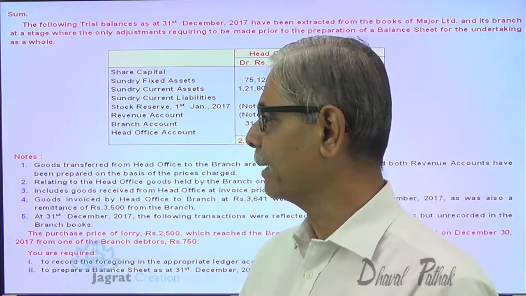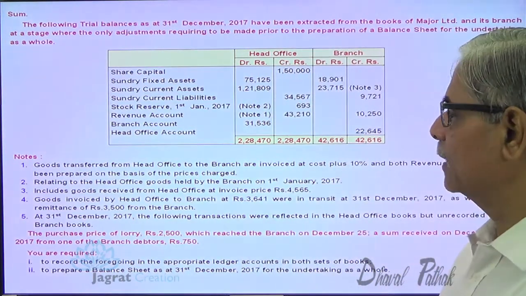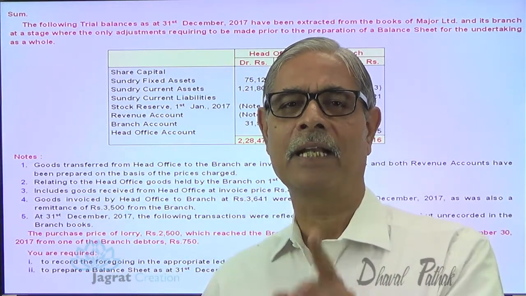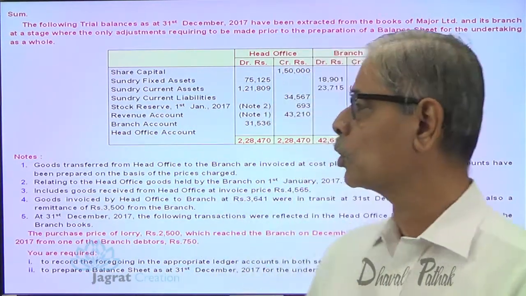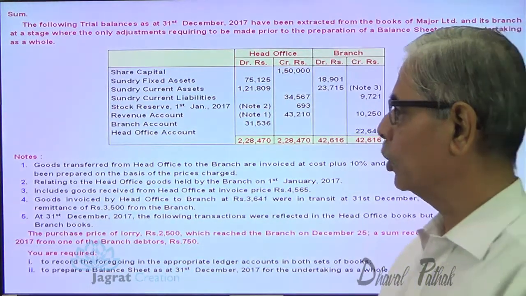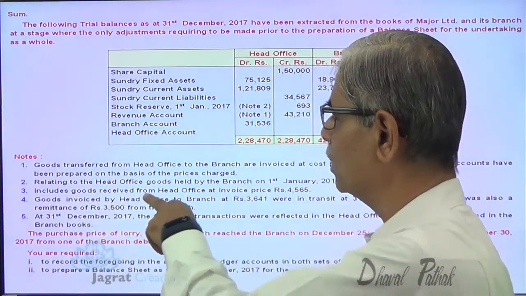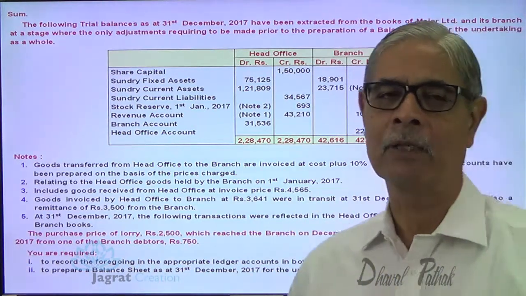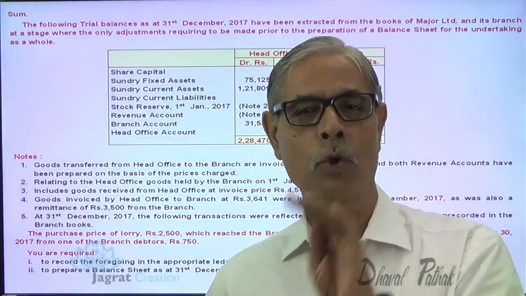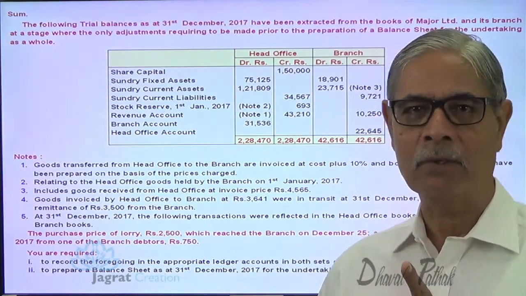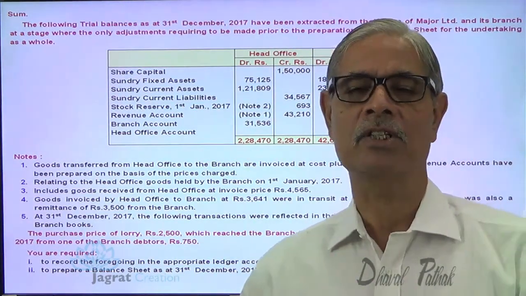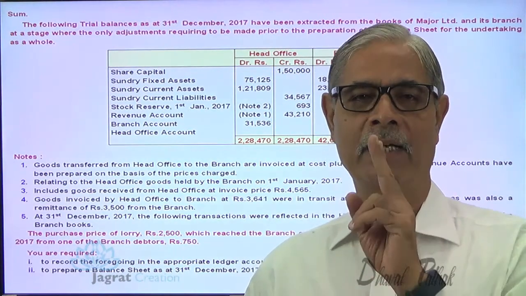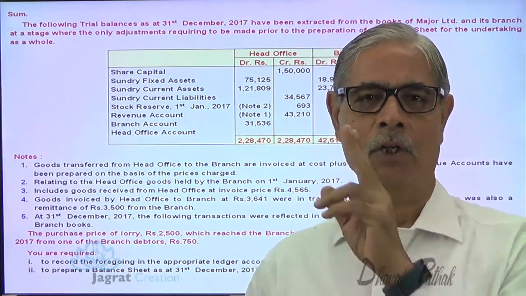One more entry that I am required to record is to find out the unrealized profit in the closing stock. So what is the closing stock? You are told that it includes goods received from HO at invoice price 4565. So 4565 is the invoice price of closing stock, which is a part of current assets given to you in this trial balance. So closing stock is valued at an invoice price.